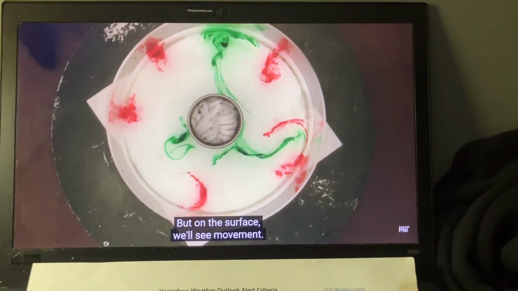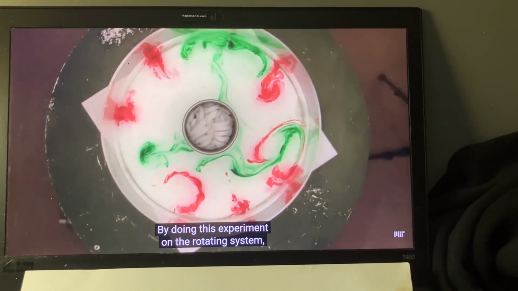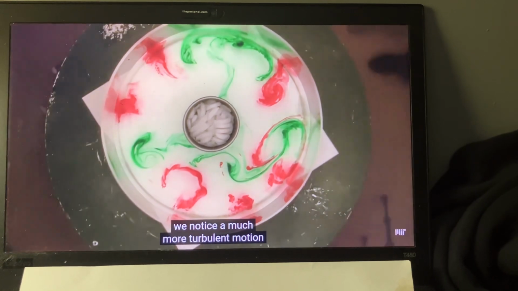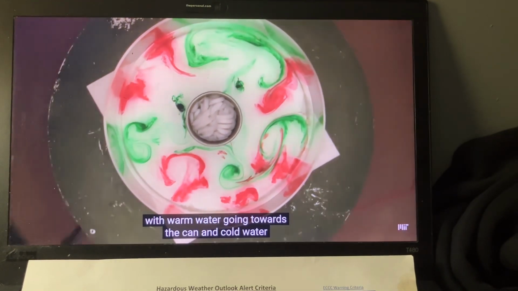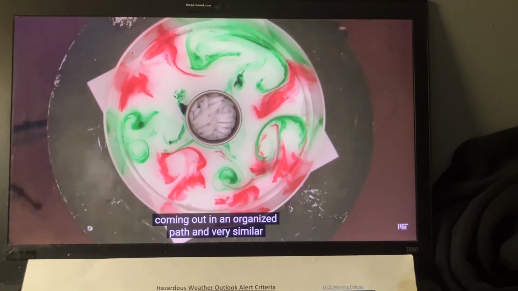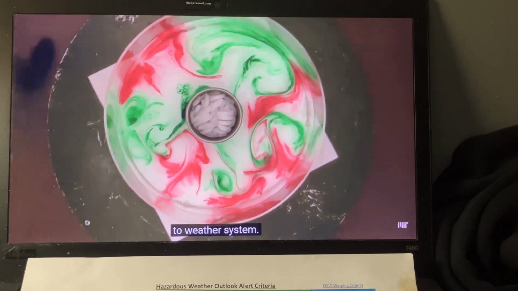As before, we notice the dye falling in organized patterns like curtains, but on the surface we'll see movement. By doing this experiment on the rotating system, we are noticing a much more turbulent motion with warm water going towards the can and cold water coming out in an organized pattern very similar to weather systems.